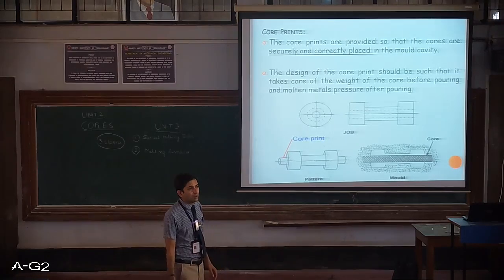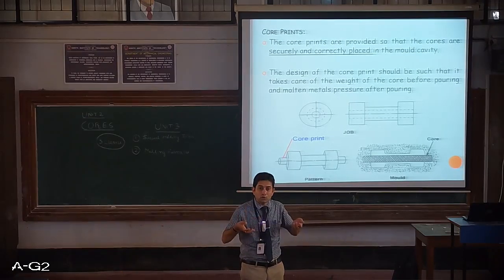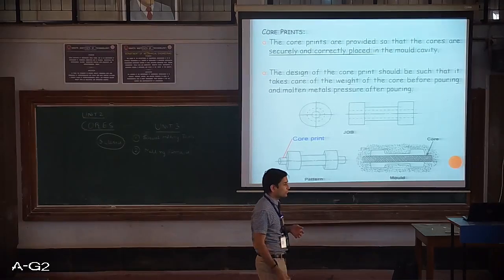So the core prints are basically used inside the mold cavity just to securely hold the core inside. And why do we make use of the core prints? What are the expectations out of the core prints? There are two. One is that it should take the weight of the core, and the second is that it should not collapse under the pressure of the metal. So these are the two requirements of the core prints.